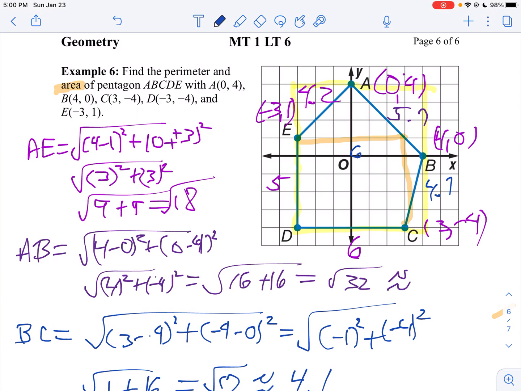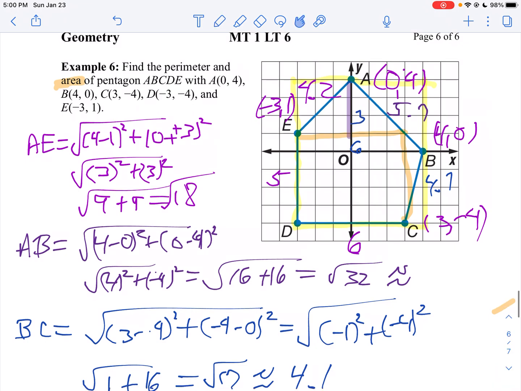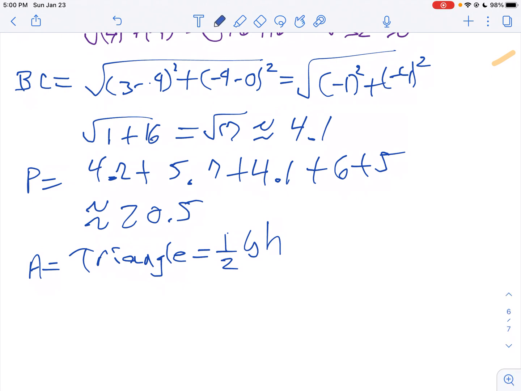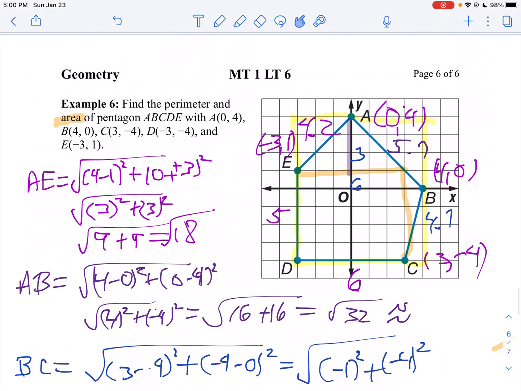My height, let's draw on the height. So the height goes from my vertex to my side. So here's my height right here. And that I'm going to count also. So that'll be 1, 2, 3. So I'm going to take 1/2 times 6 times 3 for my top triangle. So 1/2 times 6 times 3. 6 times 3 is 18. Half of 18 is 9. So I know the area of my top triangle is 9.